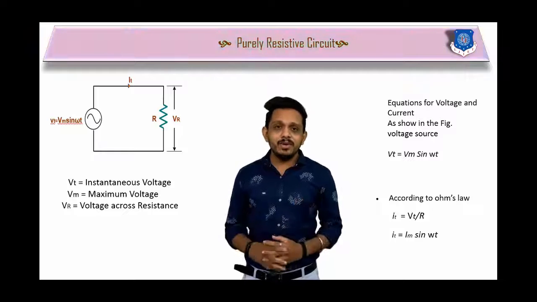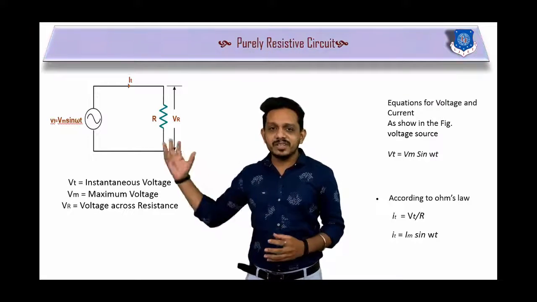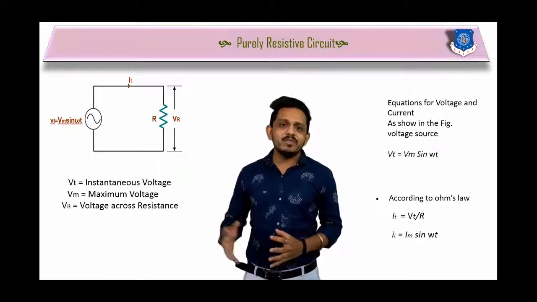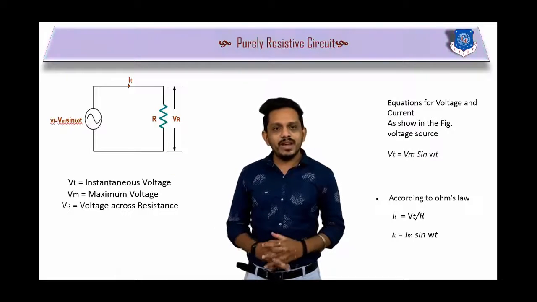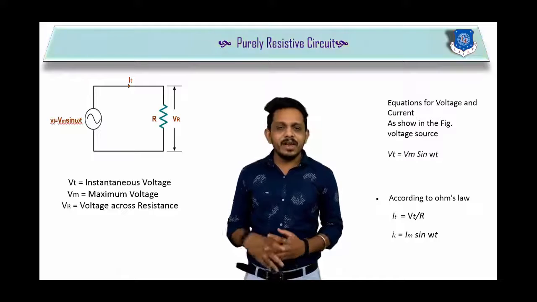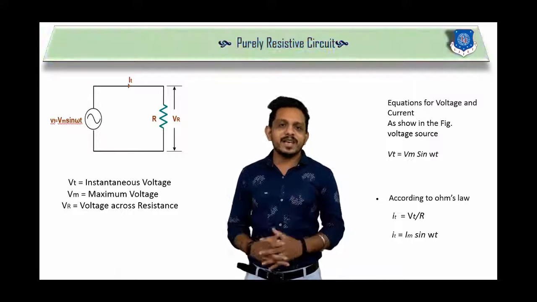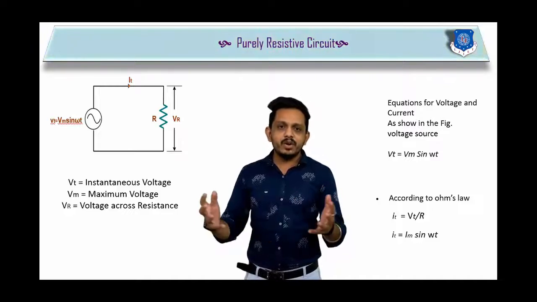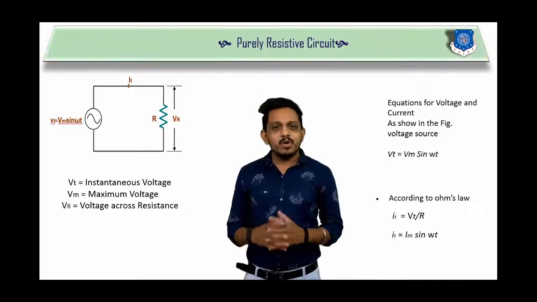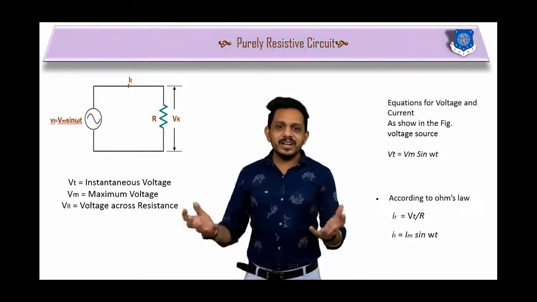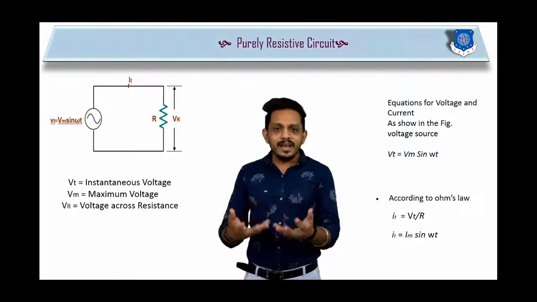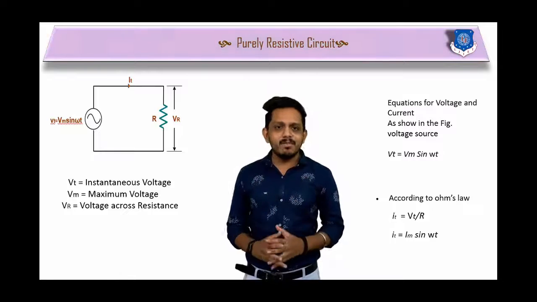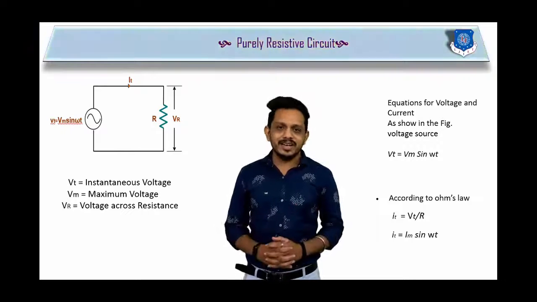In this diagram you can see that there is one resistor, and this resistor is supplied by an AC voltage source, and the value of that AC voltage source is given by v(t) equals Vm sin omega t. This voltage is known as the reference voltage given to this circuit. So v(t) is nothing but the instantaneous value of that applied AC voltage, and Vm is nothing but the maximum voltage applied to this circuit.